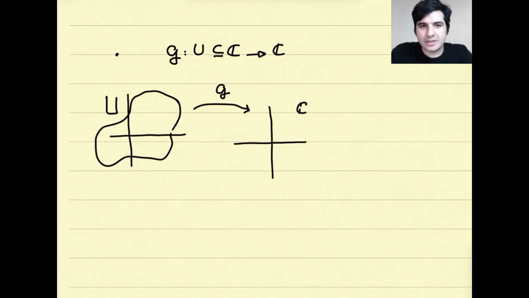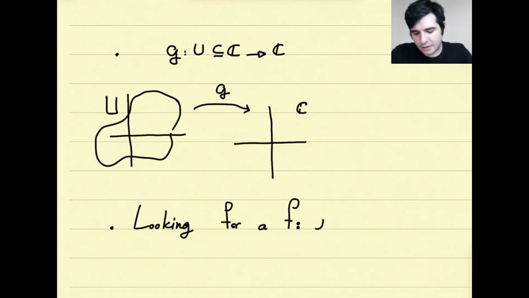Let's assume the function g is smooth, let's say it's bounded, let's say it even has a bounded extension to the boundary of U, so it would be integrable, all the good things. And then we are looking for a function f defined on this region, so that the derivative of f with respect to z bar is equal to g.